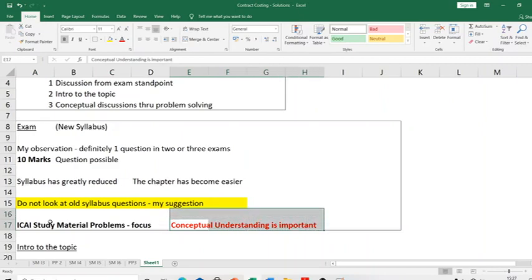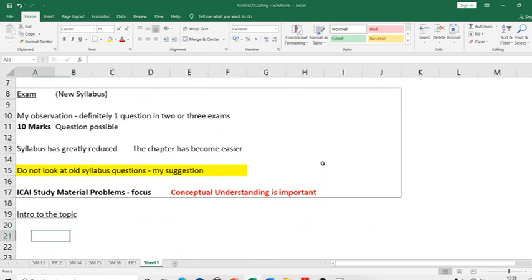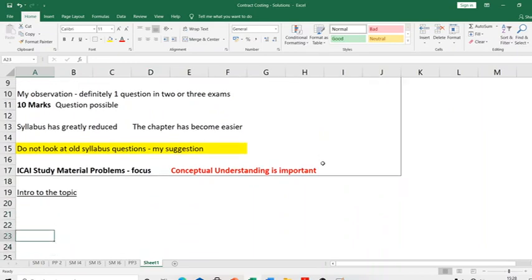Even the problems that we are doing, we will focus on completely understanding those problems. Okay, I want to make that very clear. That's why. Now come to the second part, which is the intro to the topic.